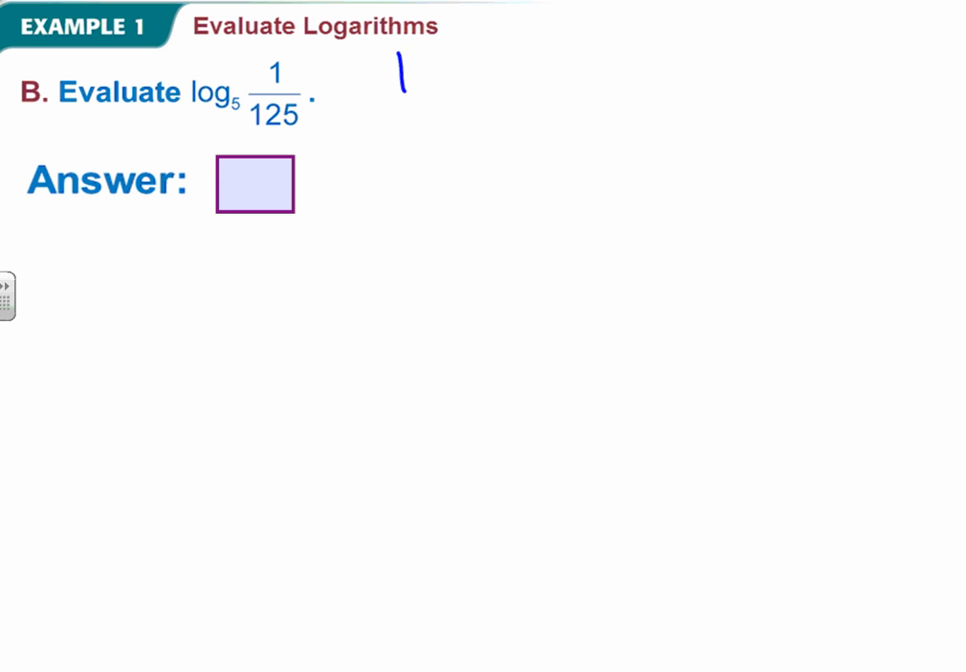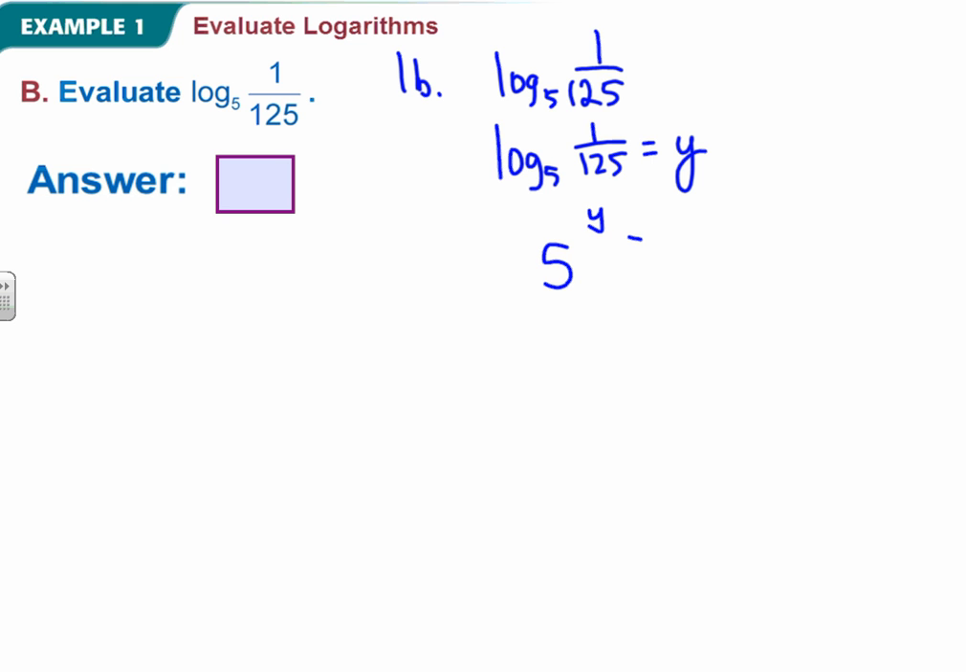So our next one, 1b, is the log base 5 of 1 over 125. And so then I'm going to rewrite it just so we know that's what I'm going to see. The log base 5 of 1 over 125 equals y. And as you get better at it, you might drop that, but certainly right now, that will give you a very nice comfort level. And now I write it in exponential form. The logarithm is the exponent. The base is down here. 5 to the y equals 1 over 125.